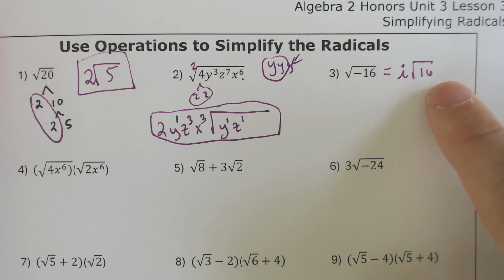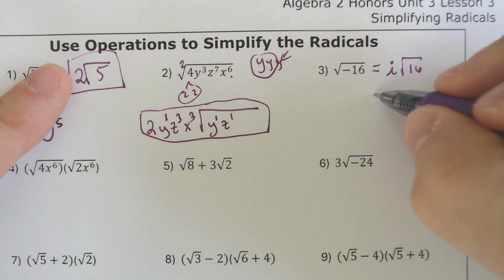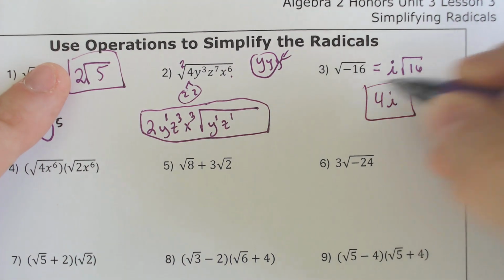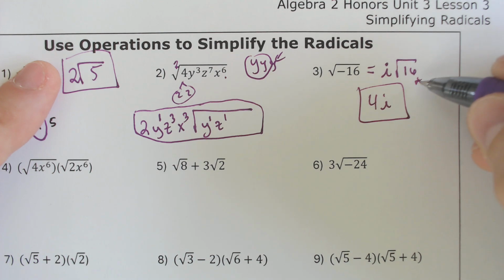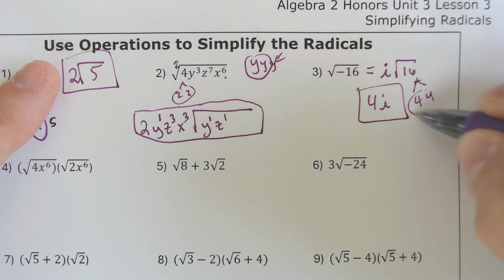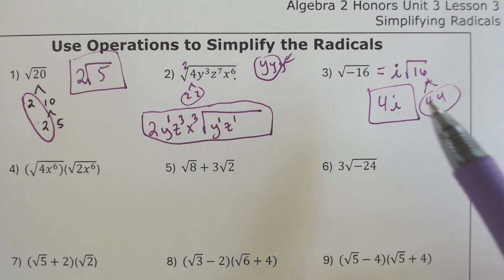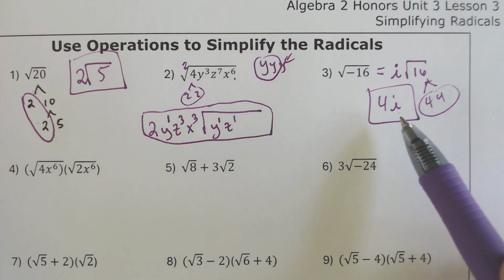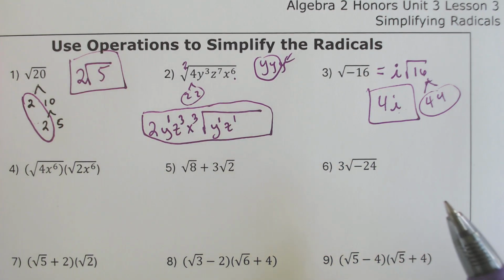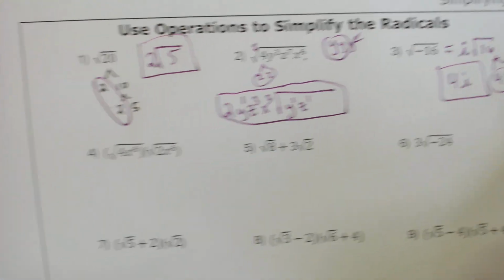Hopefully, you know that the square root of 16 is 4, but if you don't, you could break it down into 4 and 4 and realize that there's a pair of 4s there. So in this case, we get 4i. Anytime you have a square root of a negative, you just put an i next to it or on the outside of the radical, and you're good to go for right now.